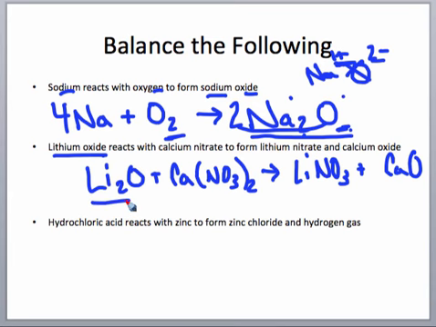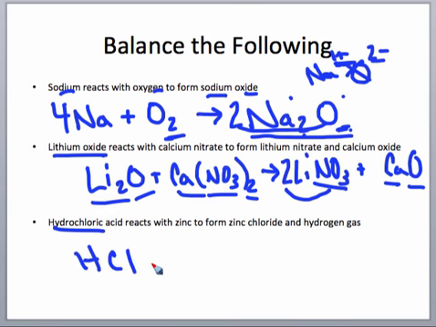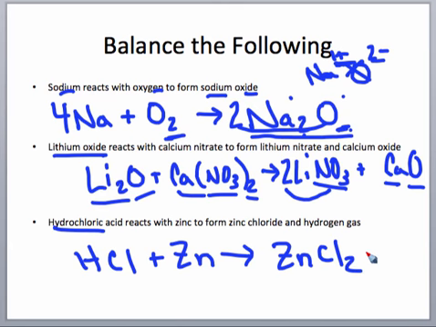So let's balance our lithiums. I'm going to put a 2 there. We have 2 nitrate polyatomics, 2 nitrate polyatomics, 1 calcium, 1 calcium, one oxygen, everything balances. Alright, hydrochloric acid, HCl, reacting with zinc to form zinc chloride and hydrogen gas.